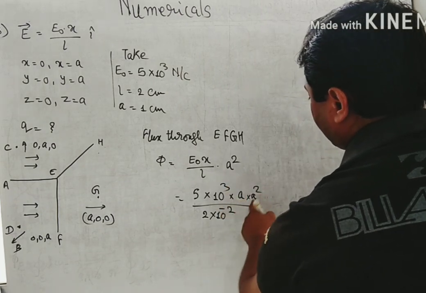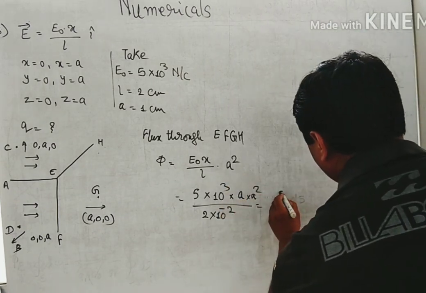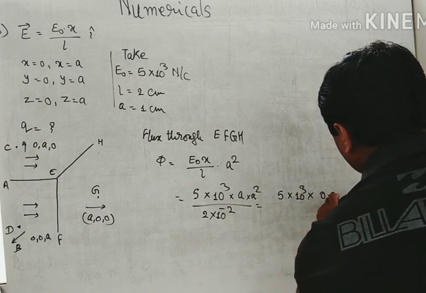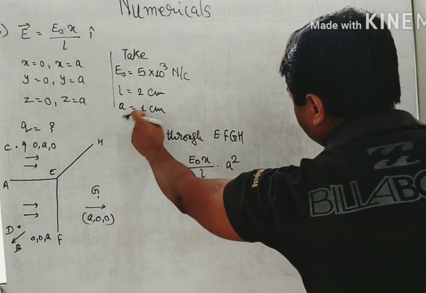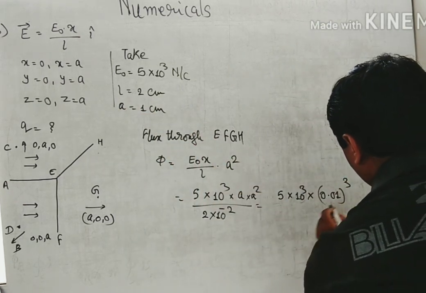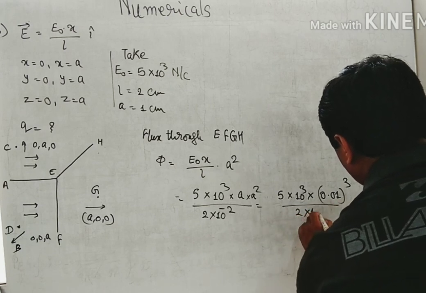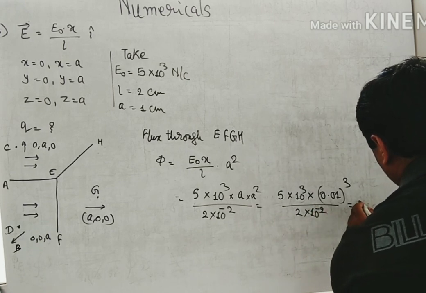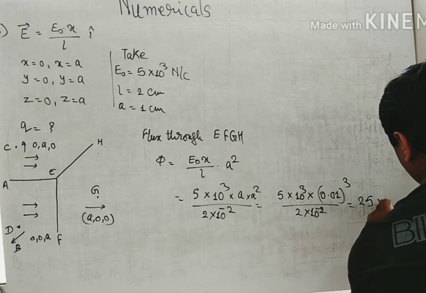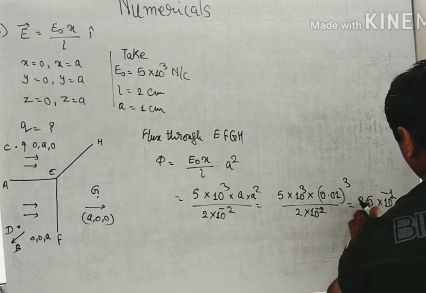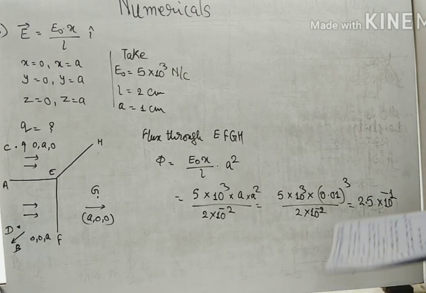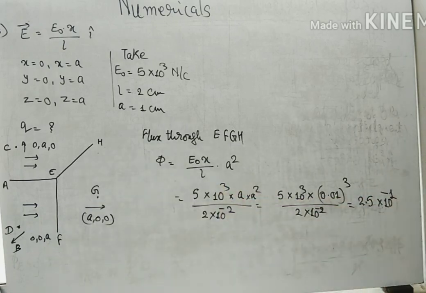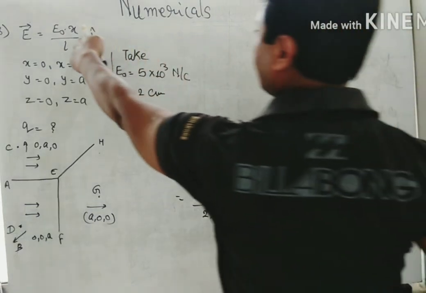So this a square will make a cube. So here you can have 5 into 10 power 3 into 0.01, the value of this, in cube, upon 2 into 10 power minus 2. So on solving this will give us approximately 2.5 into 10 power minus 1. So this is the value of flux that is associated with this cube, where the electric field is given to be this.